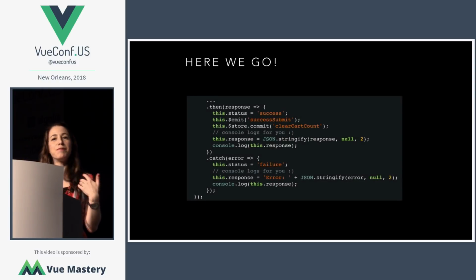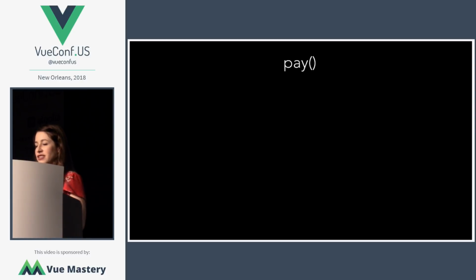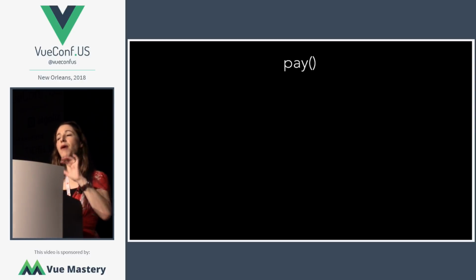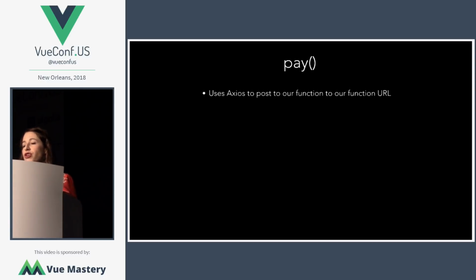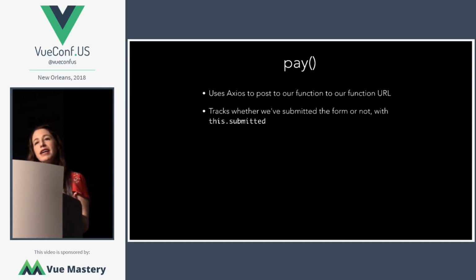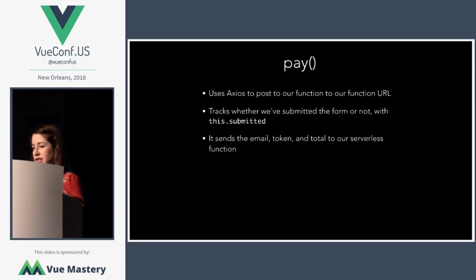So after that's complete, we'll change the status to success, clear the cart with a mutation in Vuex, and log any errors. So to review, because this part is really important, that pay method is probably the most important part, we're using Axios to post to the function URL. We're tracking whether or not it was submitted with this.submitted. It sends the email, token, and total to the serverless function.